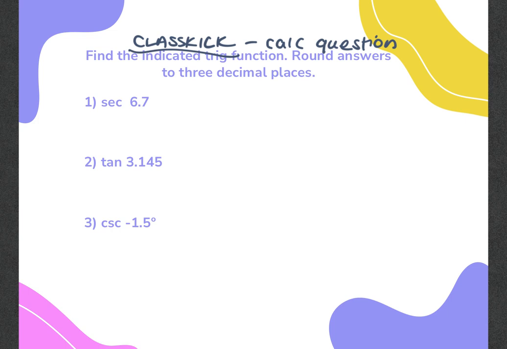So number 1 says secant of 6.7. What am I typing into my calculator? 1 divided by cos 6.7. Good. 1 over the cosine of 6.7. And again, I'm making sure I'm in radians. And this is 1.0936. It says to round to 3 decimal places, so this 6 bumps up the 3. 1.094.